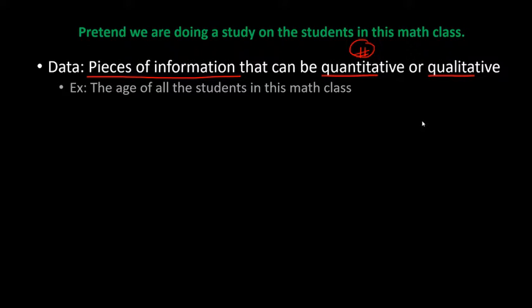So if we're doing a study on all the students in this math class, one piece of data might be the age of all of the students in this math class. That could be a data set. And of course, that would be a quantitative data set.